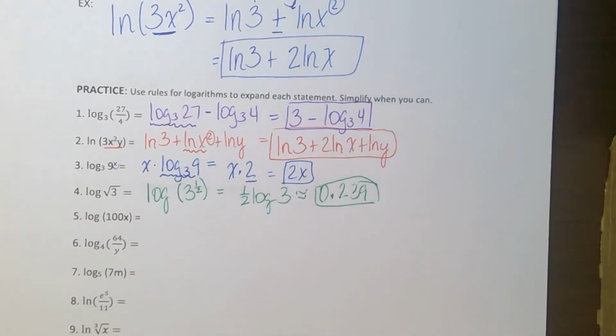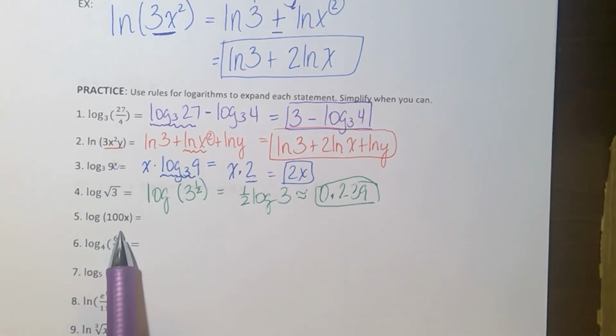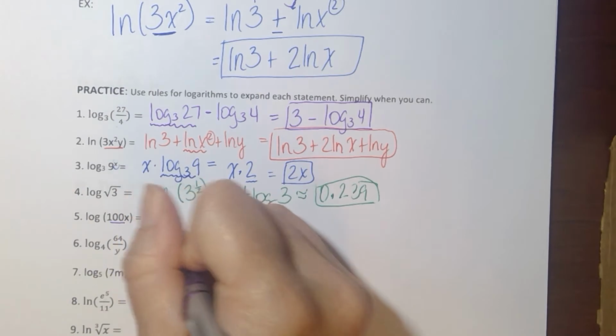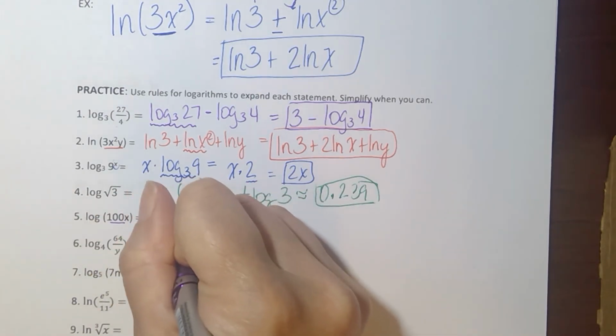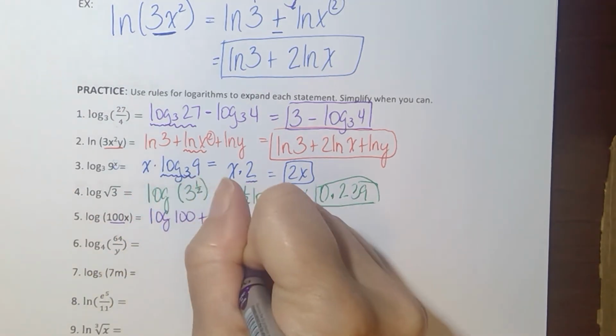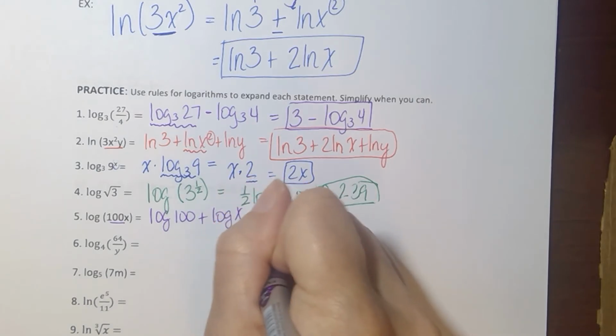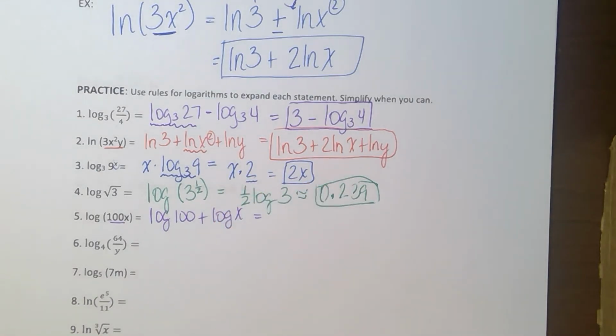239 thousandths. Okay, number 5. Log of 100x. Log, log, log, common log is base 10. I have a product in my argument, so I'm going to use my product rule. Multiplication pairs with addition. So when I split it apart, that's what it looks like when I expand it.